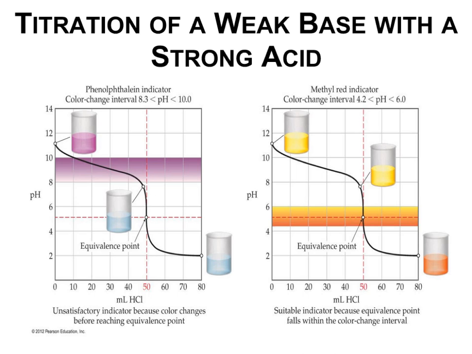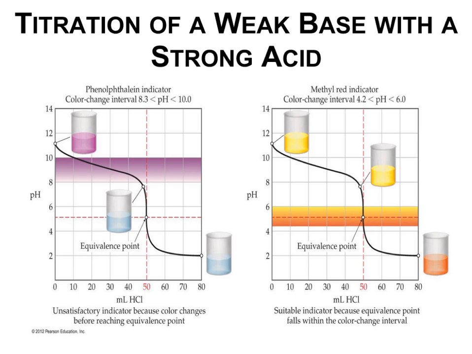Okay, these graphs are flipped. It's a weak base with a strong acid, so we start off with a basic pH, and as we add a strong acid to it, it decreases until it jumps down through the equivalence point. But it's the same concept as the other titration curves we were looking at.